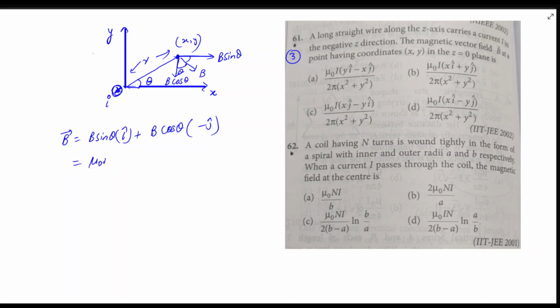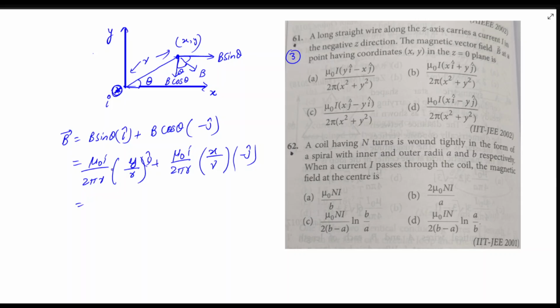So let's find the B. B will be mu naught I upon 2 pi r, due to the infinite wire, and sine theta will be perpendicular over hypotenuse, so this perpendicular is y by r, times i cap. Plus again B will be mu naught I upon 2 pi r, and cos theta will be base, so base is x upon r, times minus j hat.